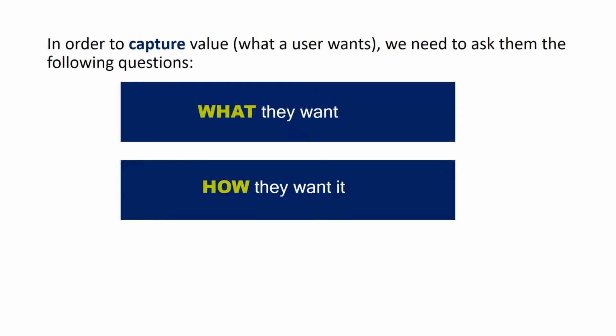Then we ask them how they want it. So what are the characteristics they want or they desire to be present in our service or product? Our job is then to analyze all the information we have collected and translate it into characteristics that we need to implement in our services.